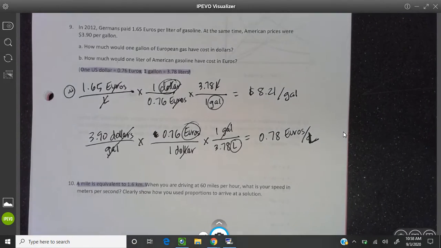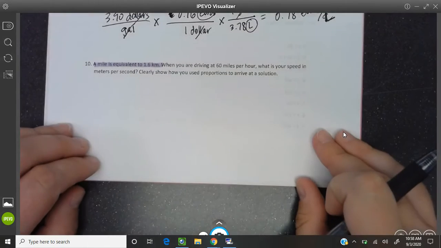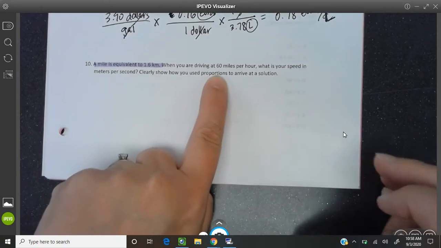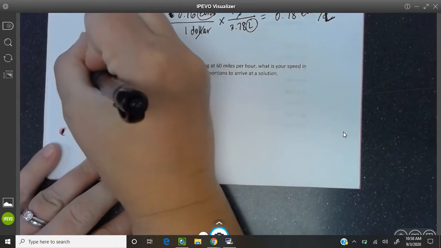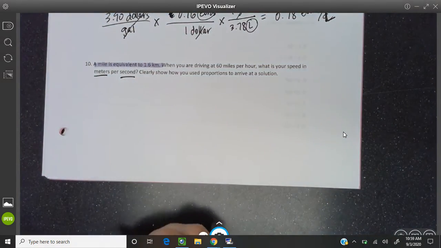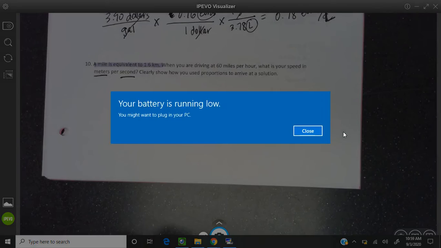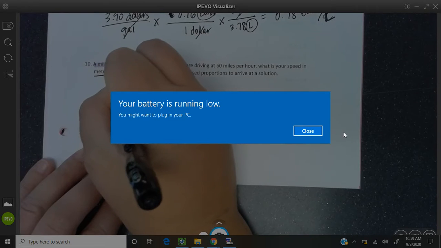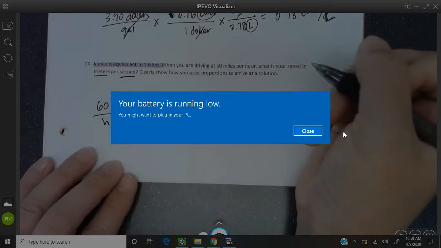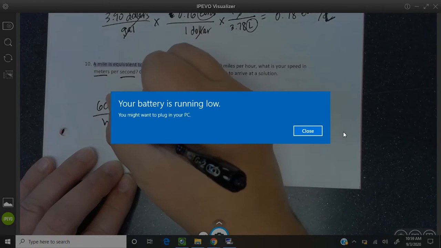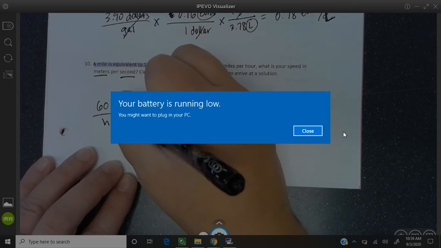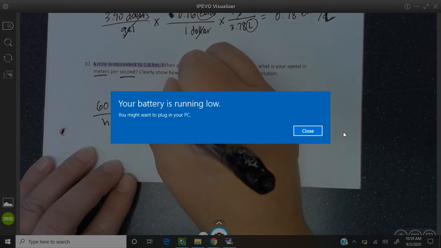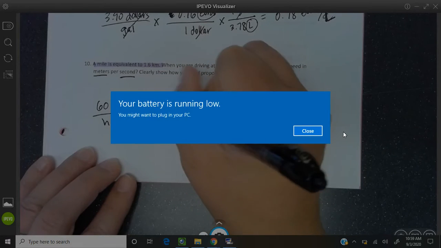Okay, the next one. This is a fun one. A mile is equivalent to 1.6 kilometers. If you're driving at 60 miles an hour, what's your speed in meters per second? This is a lot of things. If you are a runner, you might be interested in this kind of problem. So we start with 60 miles per hour. First, we need to convert it to meters. So for every 1 mile, you have 1.6 kilometers. For every kilometer, you have 1,000 meters.